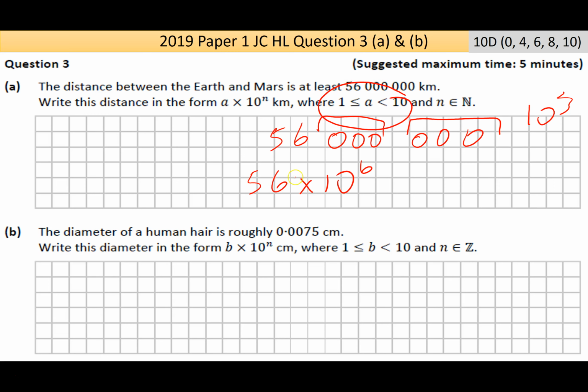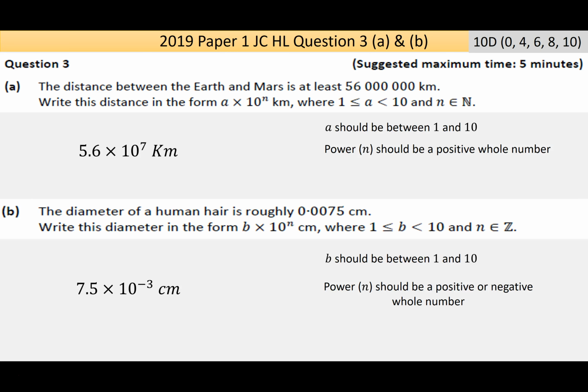So technically we could argue the decimal place is here. If I move it one more, that's the same thing as 5.6 by 10 to the 6 by 10. Written properly, 5.6 by 10 to the 7 is the same thing, and that's the answer. Just make sure to put the units in. And that's part A.